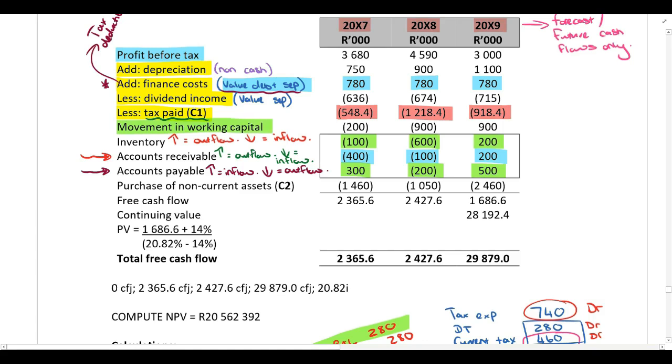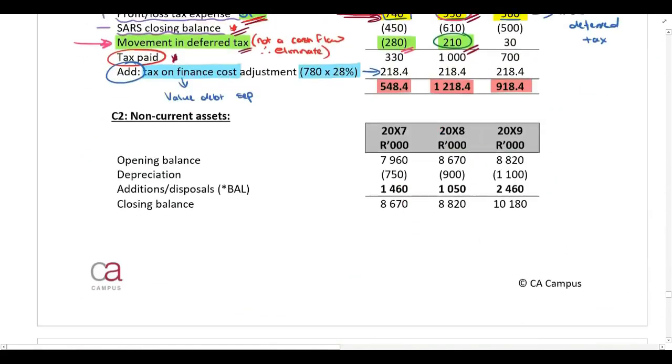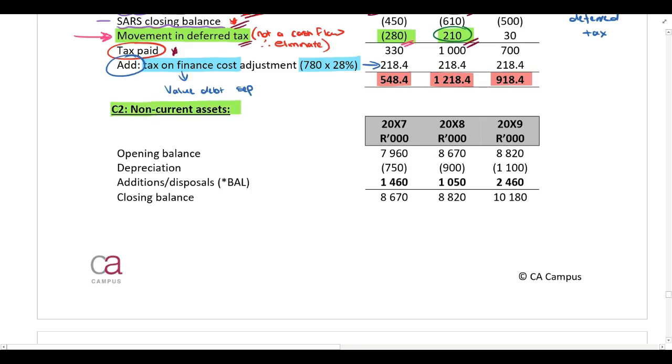Then lastly, we just need to look at any purchases of capital investments or property, plant, and equipment. Now, in order to perform this calculation, I recommend that you reconstruct your PPE note. And it's a very, very basic PPE note. We start with our opening balance. We then deduct any depreciation for the period. This here is going to be my balancing figure. So whatever the balancing figure is, this will tell me if the company either purchased assets in the current year or if they sold them. And this must obviously tie into my closing balance.